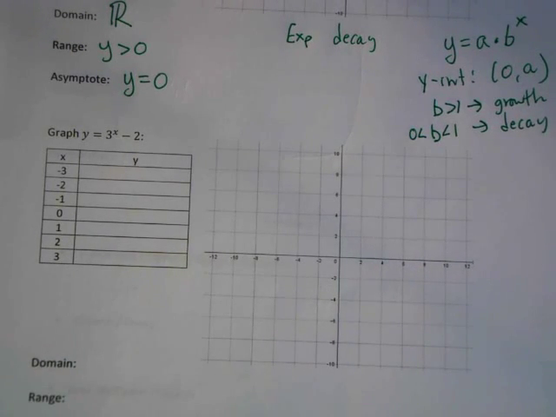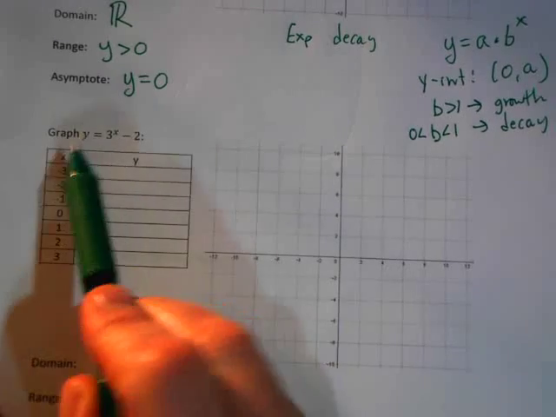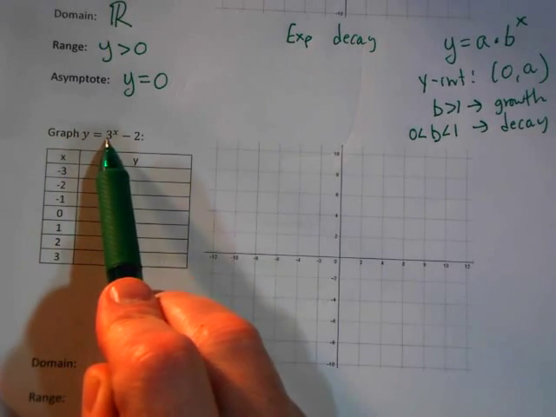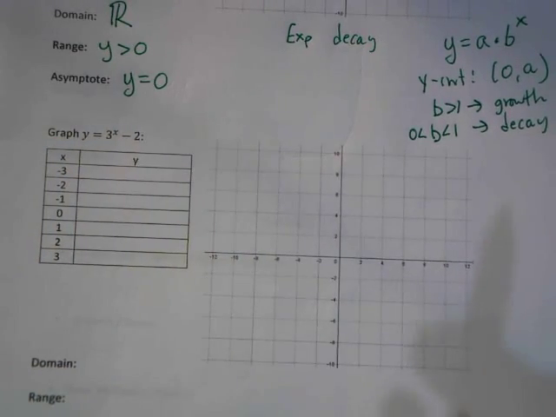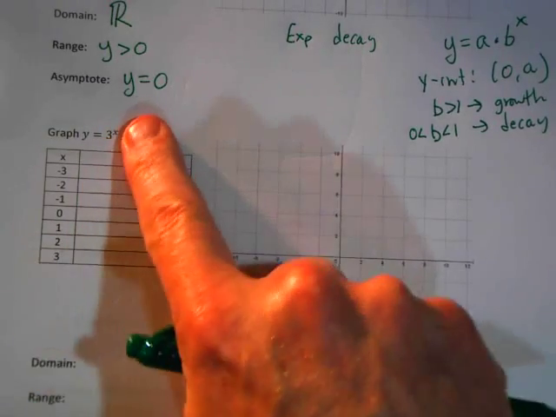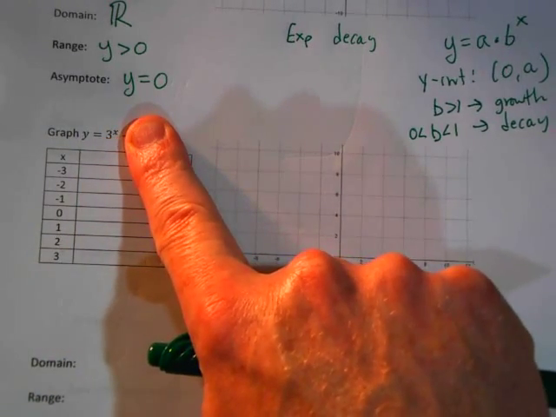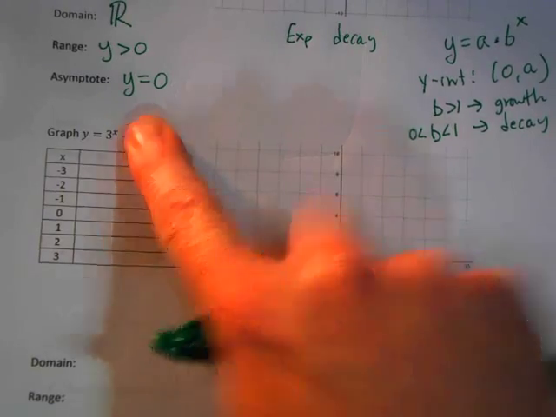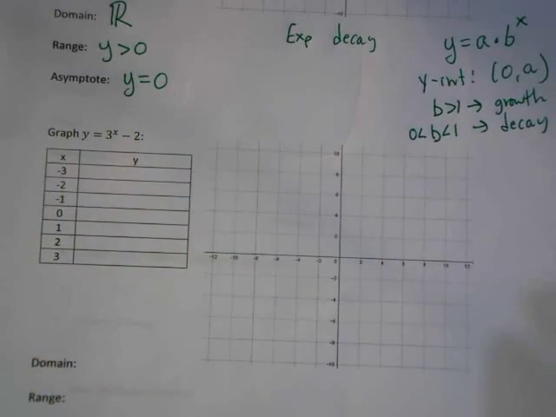Okay, welcome back to exponential functions. Let's take a look at the graph of y equals 3 to the x minus 2. Now this isn't quite exponential because of this minus 2. Without the minus 2, it fits our definition of an exponential function. The minus 2 makes it not exponential, but it's closely related.